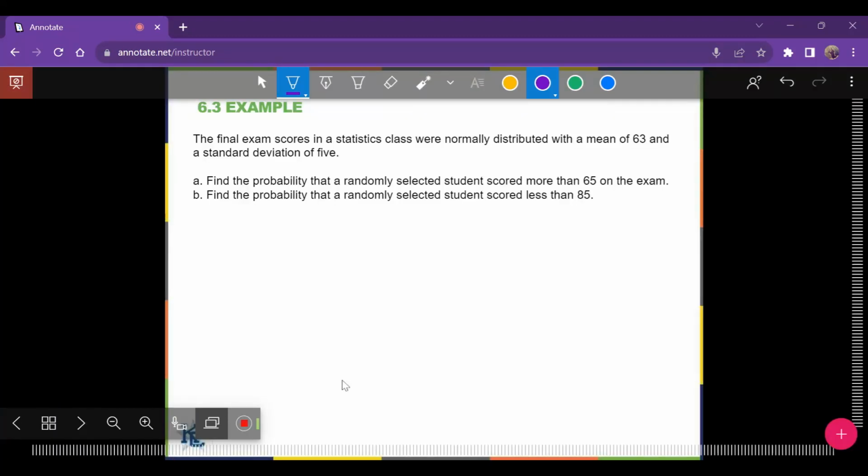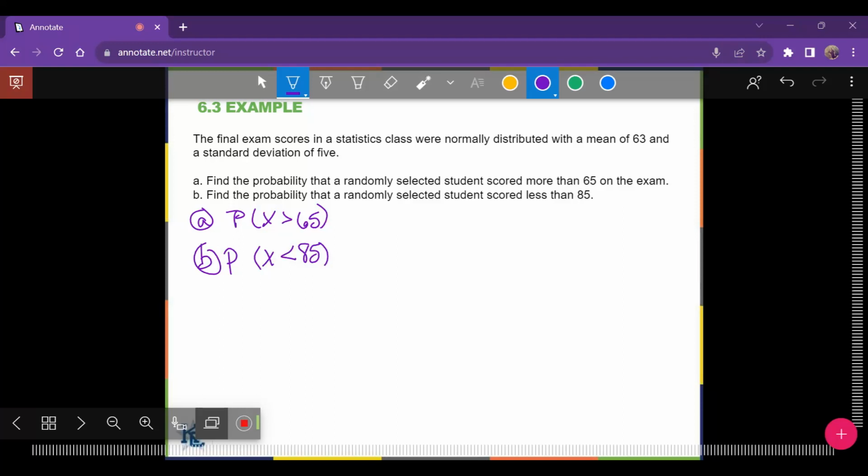The final exam scores in a statistics class were normally distributed with a mean of 63 and a standard deviation of 5. Find the probability that a randomly selected student scores more than 65 on the exam. Find the probability that a randomly selected student scored less than 85 on the exam. So in part A, we're being asked for the probability of X being more than 65. And in part B, we're being asked for the probability that X is less than 85.